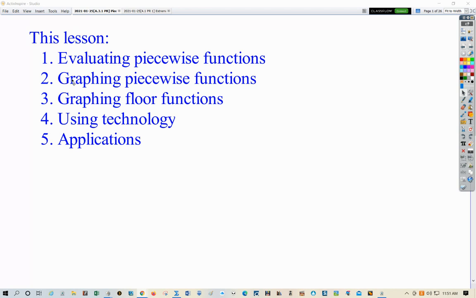The bigger deal, and this is kind of our goal for today, is see if we can get to a point where we can graph piecewise functions. If we can get that done, we've covered a lot of ground. That would be good. And then there's a specific kind of piecewise function called a floor function that I'll just show you next time we meet. And I'll show you how to use technology.